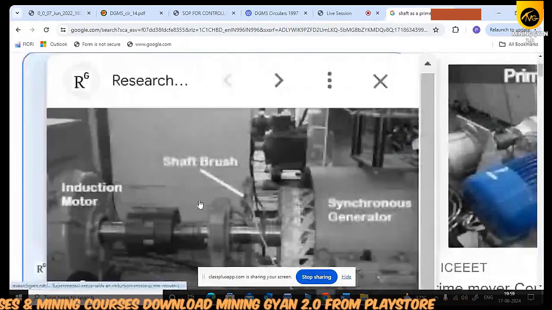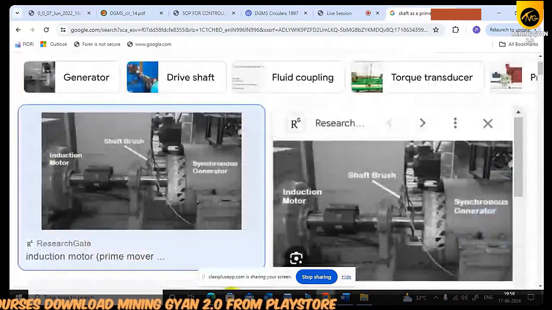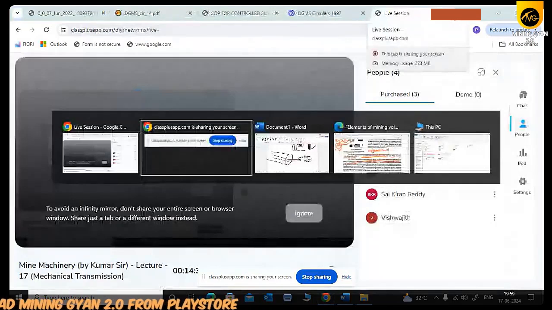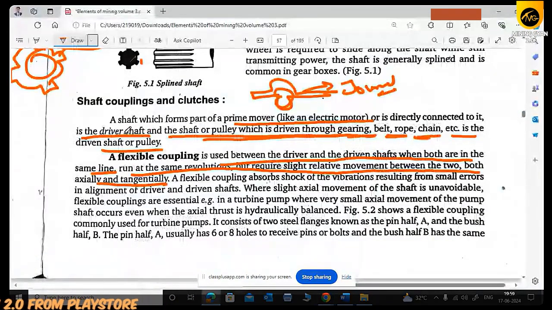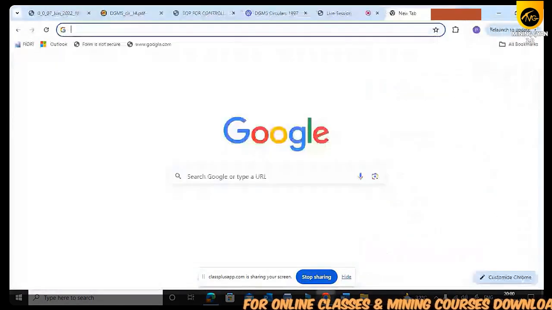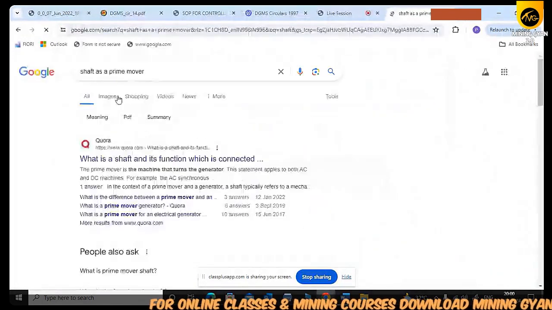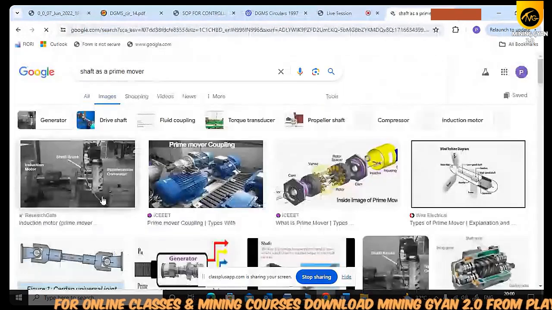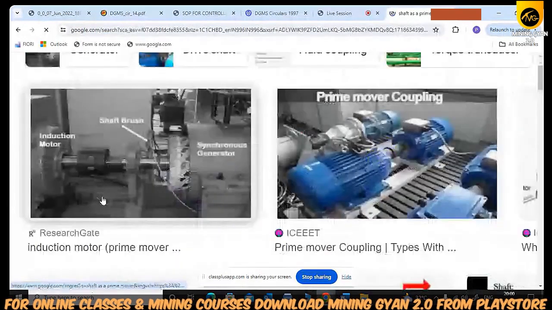Coming to our topic, I showed this just for your understanding. The shaft is connected through the coupling and clutches. It is called the prime mover. Coming to the coupling, a flexible coupling is used between the driver and the driven shaft. For example, in this photograph you see, the prime mover shaft is connected to the coupling. This part is known as the coupling.